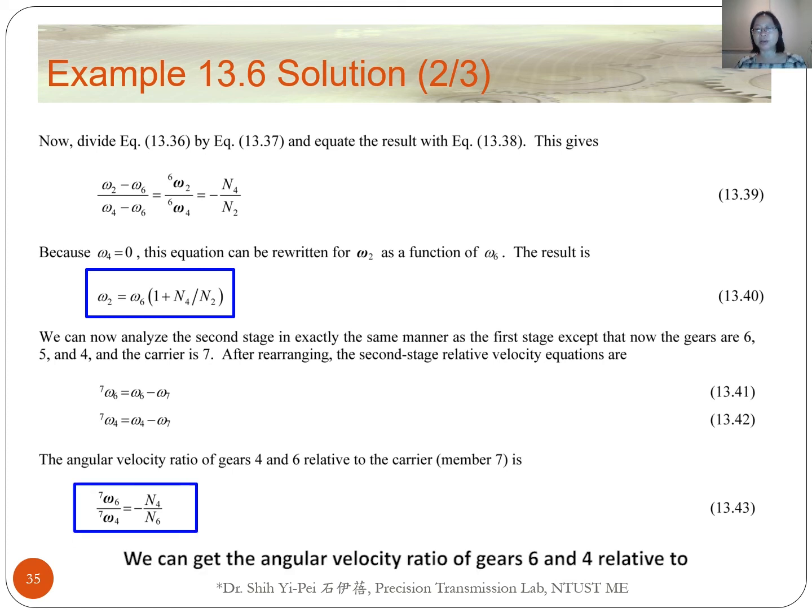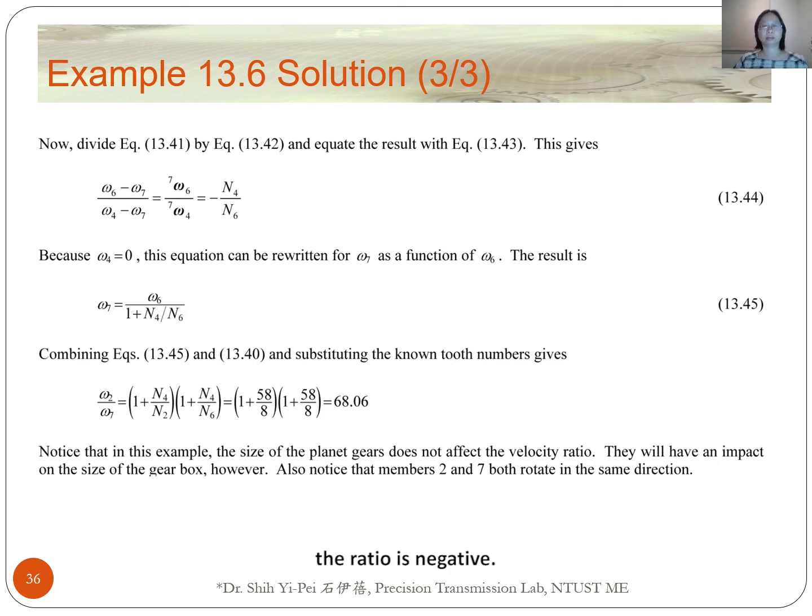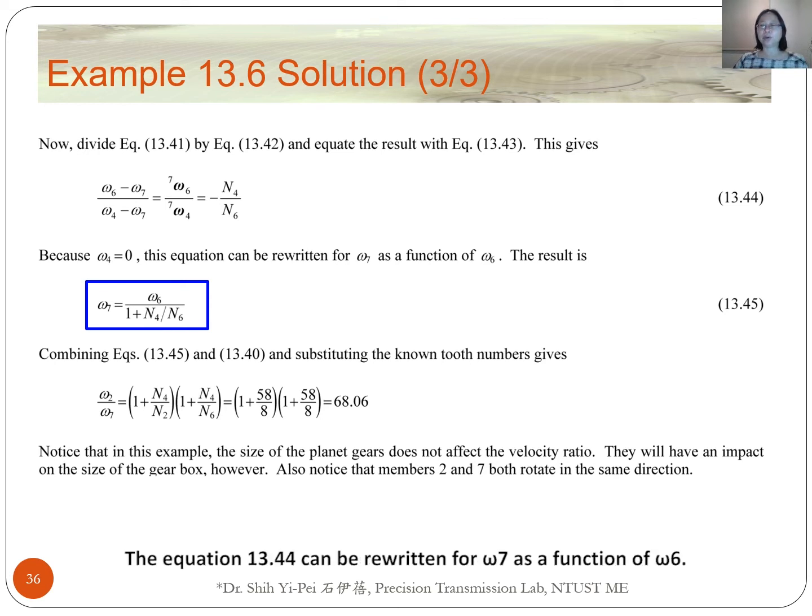We can get the angular velocity ratio of the gears 6 and 4 relative to the carrier 7 is this equation. Because gears 6 and 4 have the opposite directions of rotation, the ratio is negative. Again, omega 4 is equal to 0. The equation 13.44 can be rewritten for omega 7 as a function of omega 6.